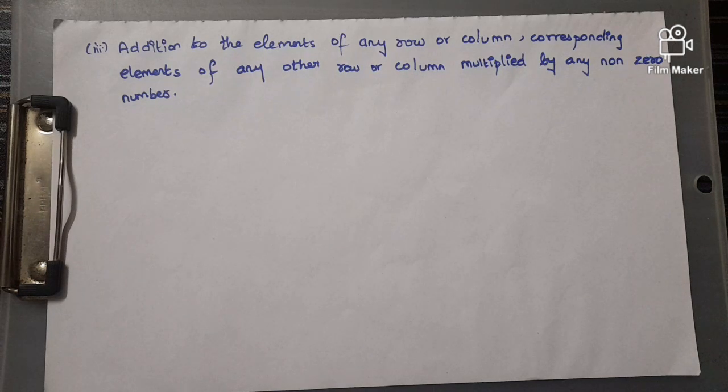The third statement: addition to the elements of any row or column, the corresponding elements of any other row or column multiplied by any non-zero number, right? When you study it like this, I am damn sure it's not easy to understand, right? I can understand your point of view. Generally, what does this statement discuss?